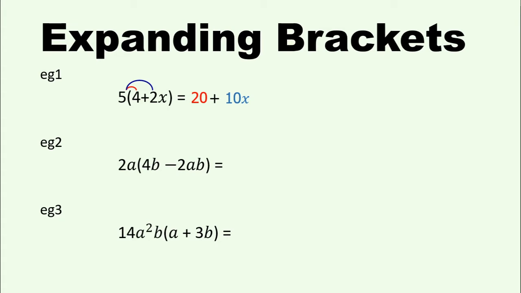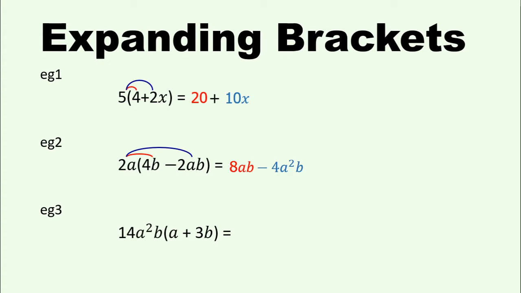In our second example, we have a number and variable term out front. So we're going to multiply number by number and letter by letter, multiplying that through. 2a times 4b, that'll be 8ab. Next, 2a times negative 2ab will be negative 4a squared b.